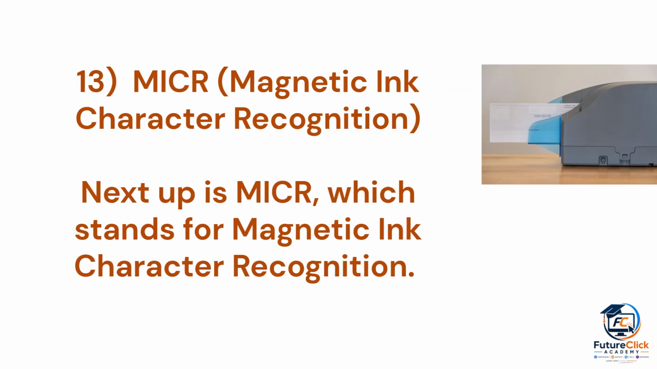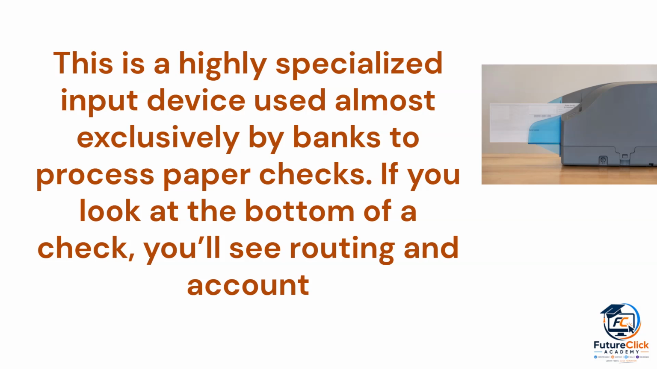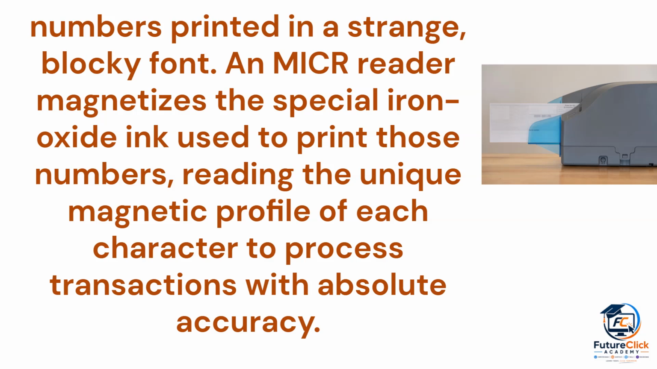13. MICR, Magnetic Ink Character Recognition. Next up is MICR, which stands for Magnetic Ink Character Recognition. This is a highly specialized input device used almost exclusively by banks to process paper checks. If you look at the bottom of a check, you'll see routing and account numbers printed in a strange, blocky font. An MICR reader magnetizes the special iron oxide ink used to print those numbers, reading the unique magnetic profile of each character to process transactions with absolute accuracy.